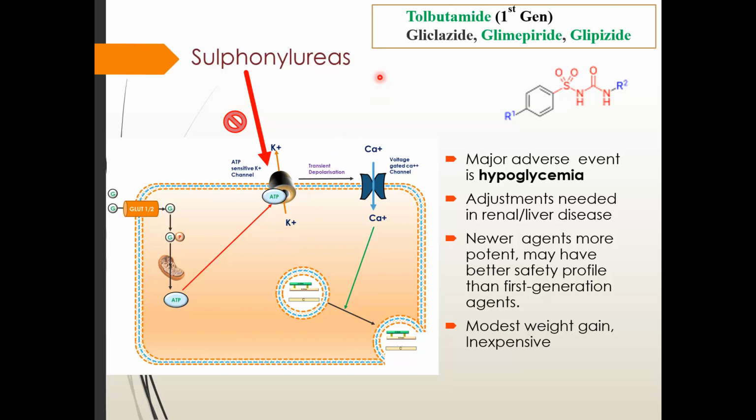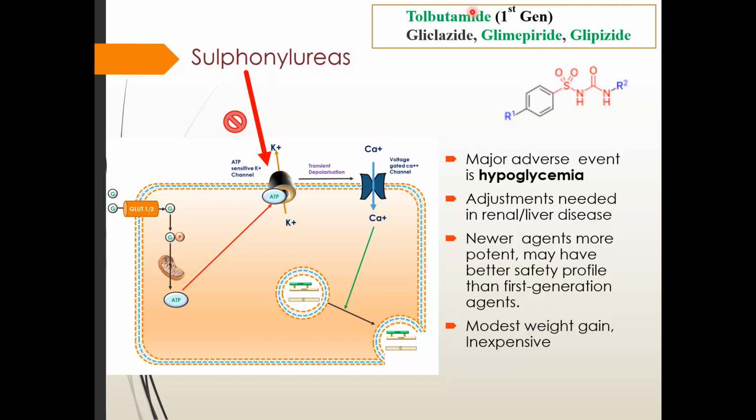Now I have already told you there are two generations. First is tolbutamide and chlorpropamide. These are first generation, and second generation are gliclazide, glimepiride and glipizide. Adjustment needed in renal and liver disease because sulfonylureas are mostly metabolized in liver, but they are excreted via kidney. So in both the cases, the renal and liver disease, you have to adjust the dose, or you may require to change that drug into alternative drugs.